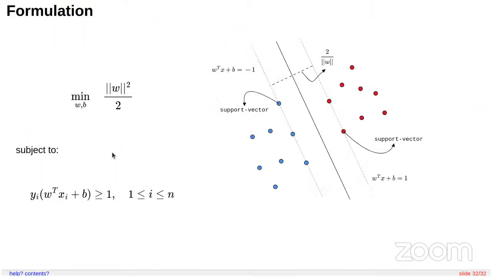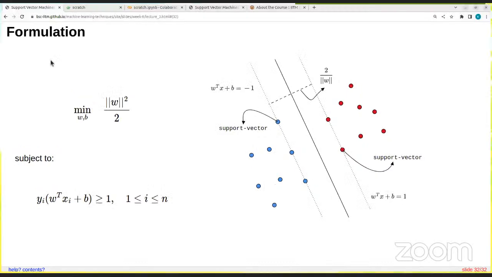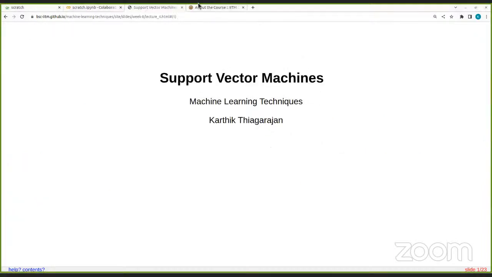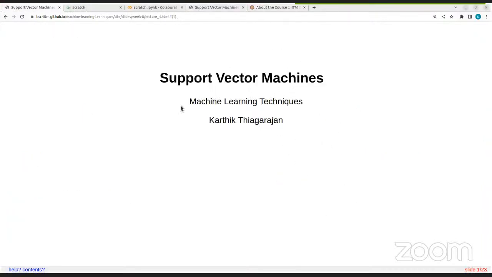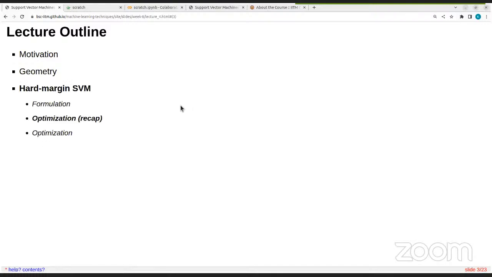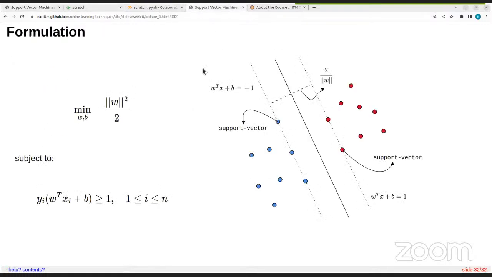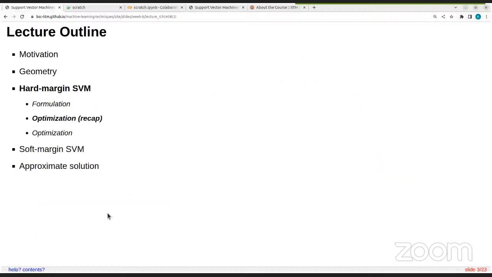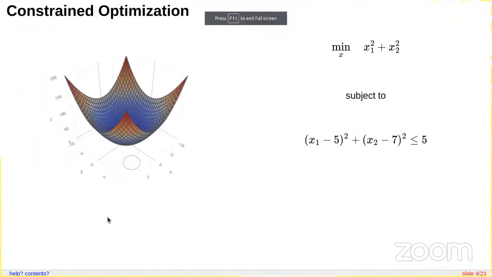Now, once this formulation is clear, I will move this here, and I'll move this here. So we are now going to very quickly do a recap of optimization. The reason being, we are trying to minimize some function subject to some constraints. So this is the classic case of constrained optimization, right? We'll very briefly look at what it means. I think we have all done this in MLF. MLF is a long time back.